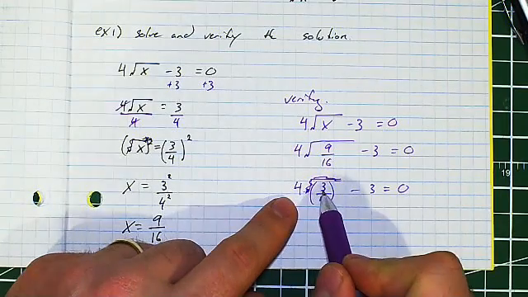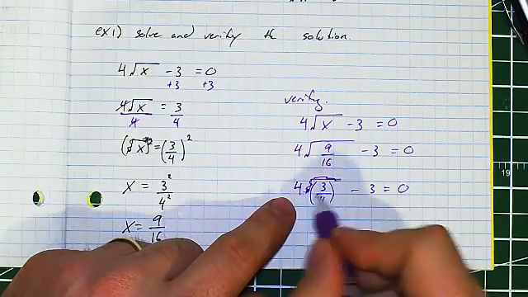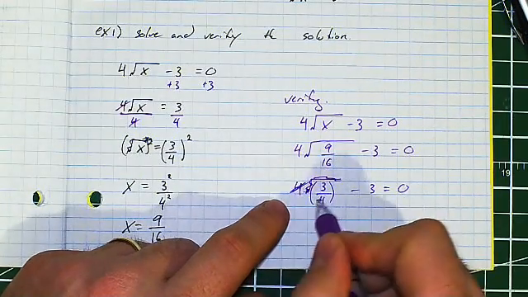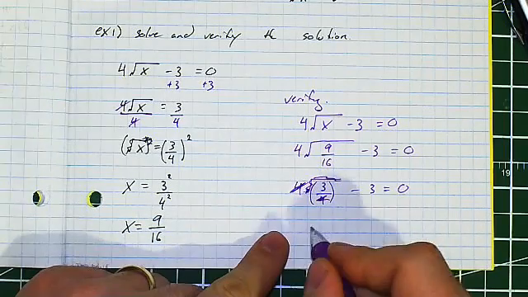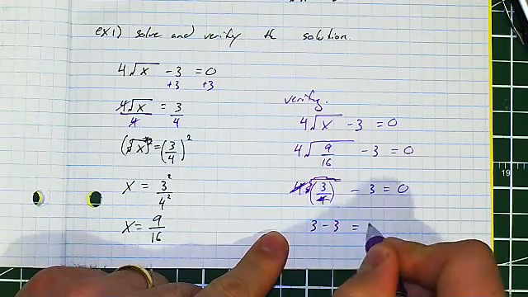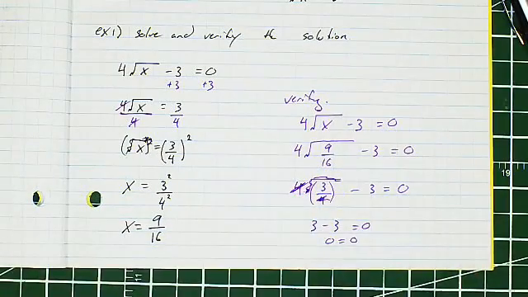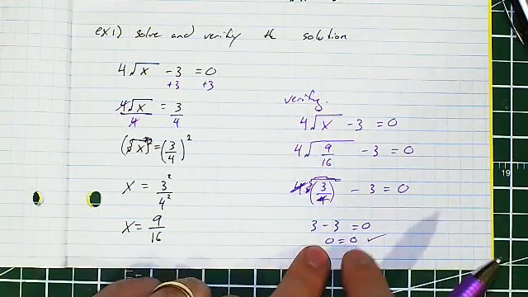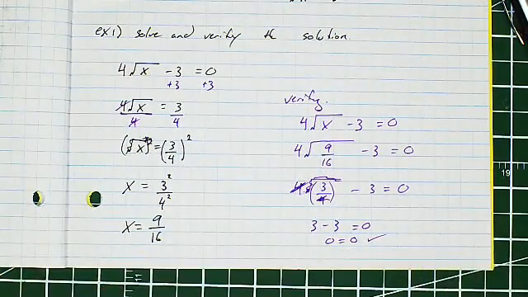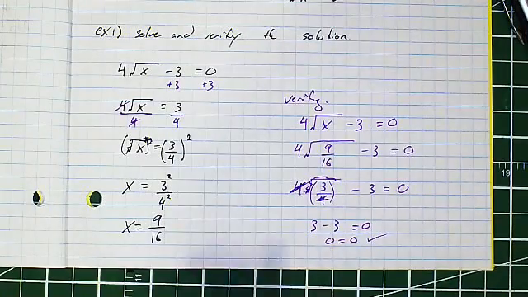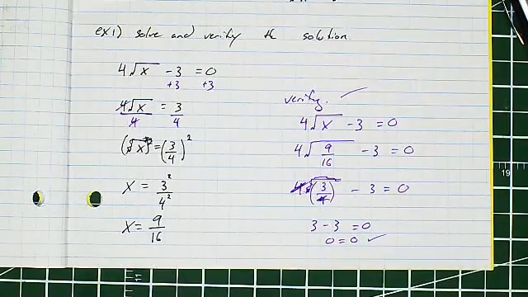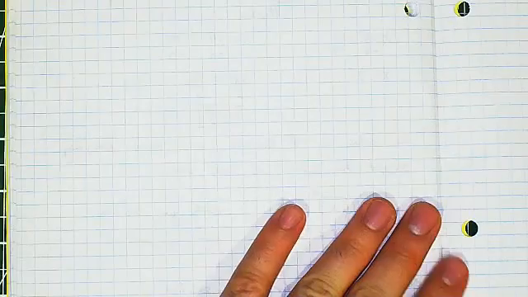This is still multiplying. So you could go 4 times 3 is 12, divided by 4 is still 3, or realize that because they're multiplying, these two will cancel out. What I'm left with is 3 minus 3 equals 0, and 3 minus 3 is indeed 0. So my equation, as long as they equal the same thing on both sides, is 0 equals 0. I'm happy with that, and I have now verified that my solution works.